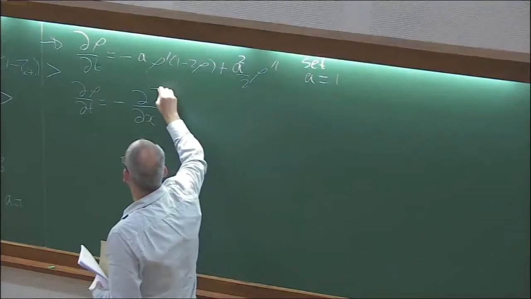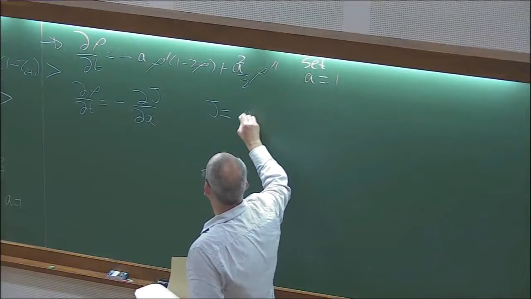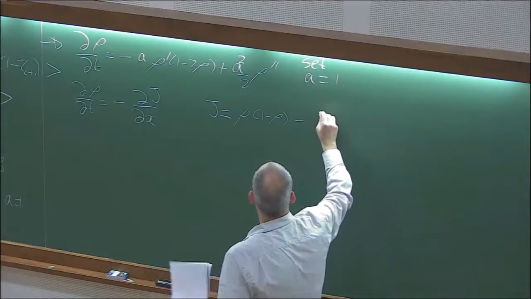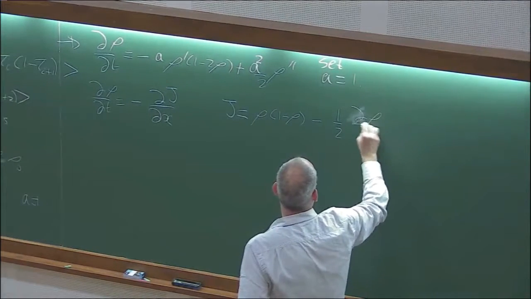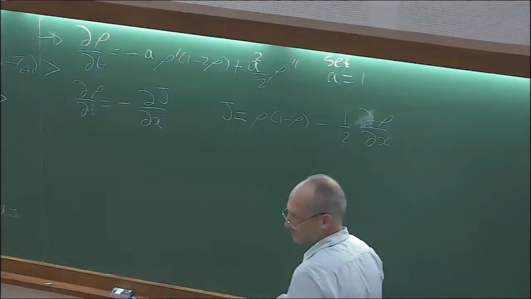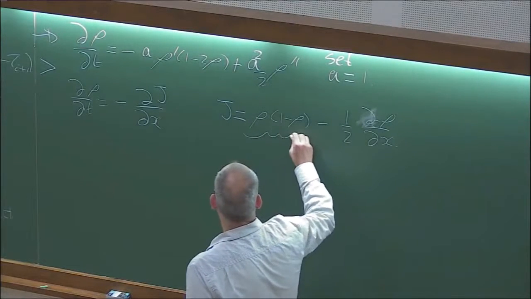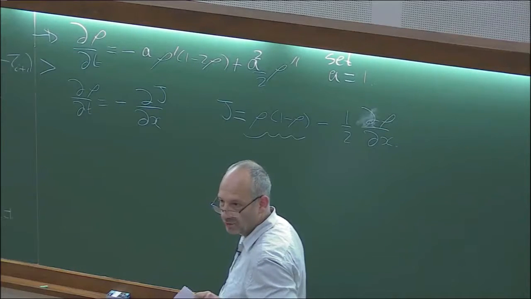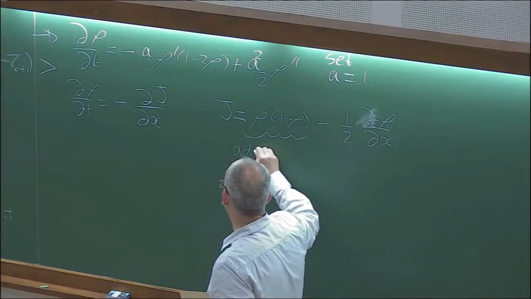So d by dx of j. And now j takes a nice form. It's rho (1 minus rho) minus a half d rho by dx. So remember, j is the current. If I look at this, I see two different bits. This bit is coming from the asymmetry of the particle motion, and this is called the advective current.